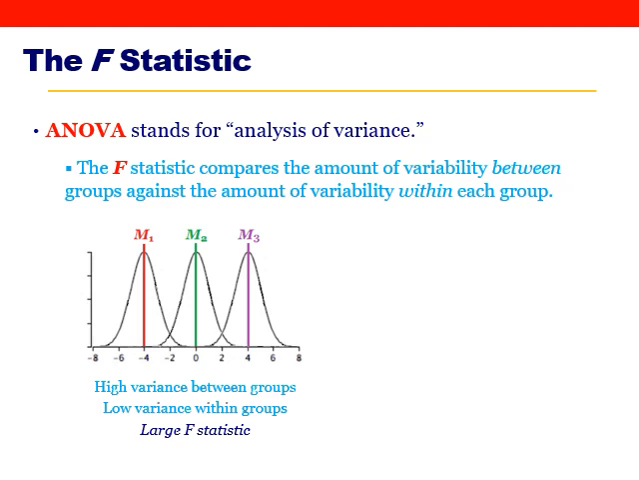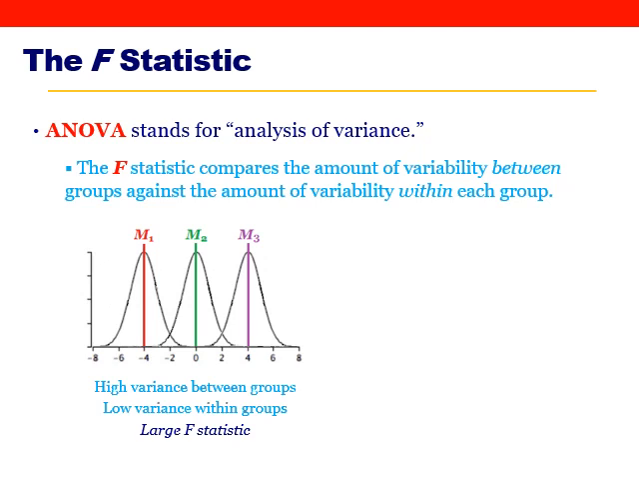Imagine that we have three groups, and those groups look like this. We've got group 1 in red, group 2 in green, and group 3 in purple, each showing the distribution of scores within those groups. In this case, the means are quite different from each other. The means are quite far apart. So we would say there is a large amount of variance between groups. The groups are very different.